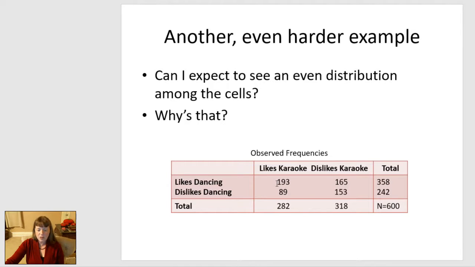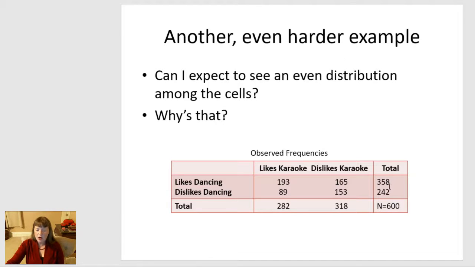I have 193 people who are my party people. They both like karaoke and like dancing. I have 153 people who are my party poopers. They both dislike karaoke and dislike dancing. 89 people like karaoke but dislike dancing, and 165 people like to dance but don't like karaoke. And I'm curious if liking karaoke increases the likelihood of liking dancing, as well as disliking karaoke increases the probability of disliking dancing. If there's some relationship between these categories, is the likelihood of liking one related to the likelihood of liking the other?